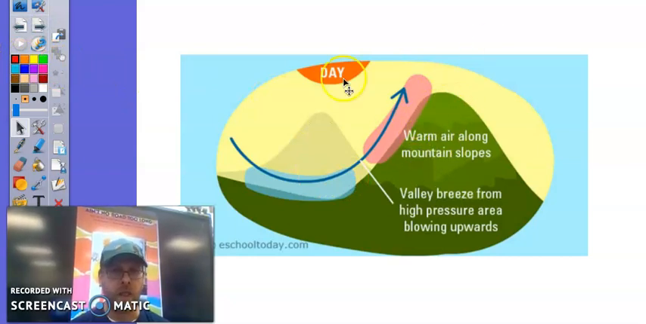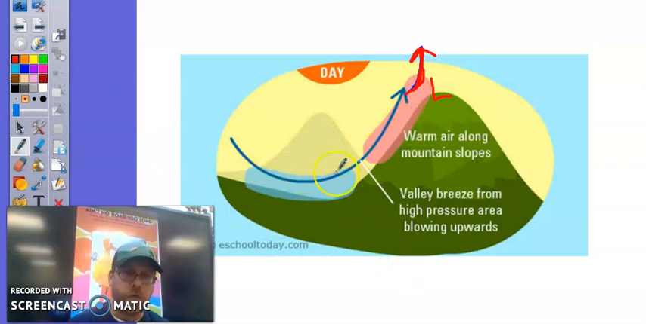Understand that warm air along the mountain slope starts to heat up, right? So we have this hot air that's not cold air, Mr. B. Hot air, click the red, there we go. Hot air is rising. It causes a low pressure system here. Because the air down here is a little cooler, it pulls this cool air up the mountain, and we call that a valley breeze. Why do we call it a valley breeze? Because it's coming from the valley.